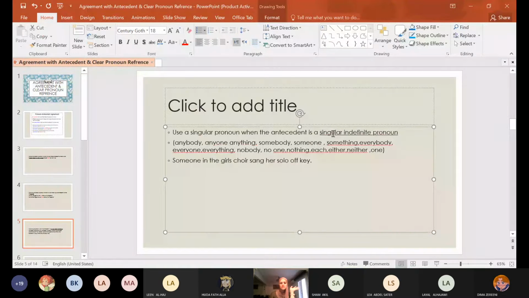It always takes singular, so it will be: someone in the girls' choir sang her solo off key. Someone is the subject. We discussed all of that before, girls. Someone is the subject. Always singular.